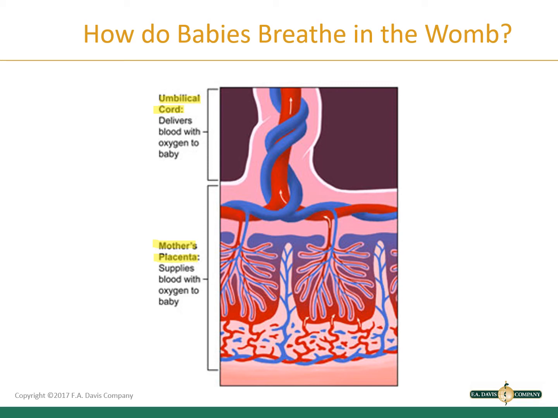The placenta and the umbilical cord are organs that enable a developing baby to get everything it needs from its mother, including oxygen. Every breath the mother takes brings oxygen into her bloodstream. The placenta carries oxygen to the umbilical cord and then to the baby.